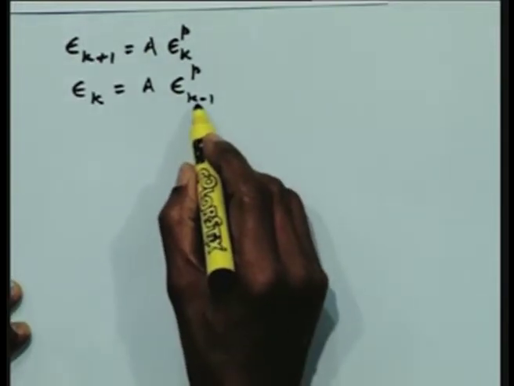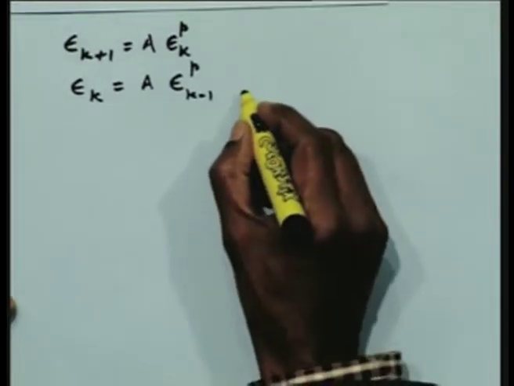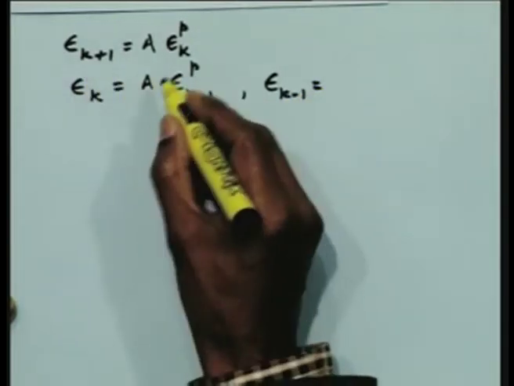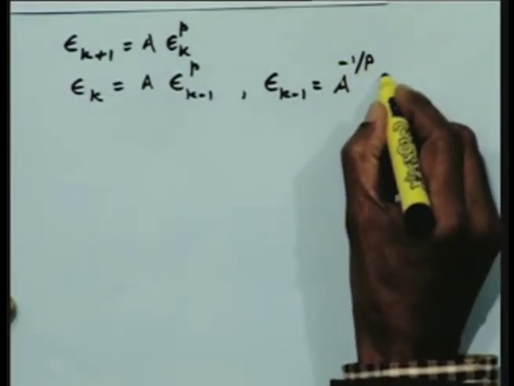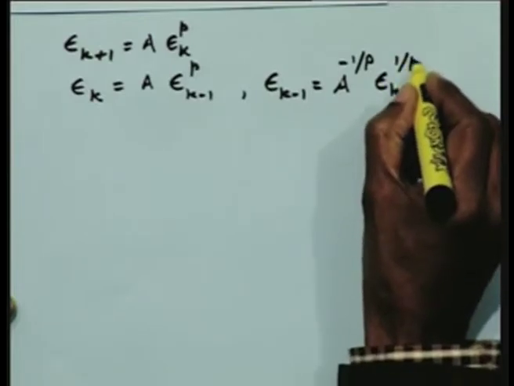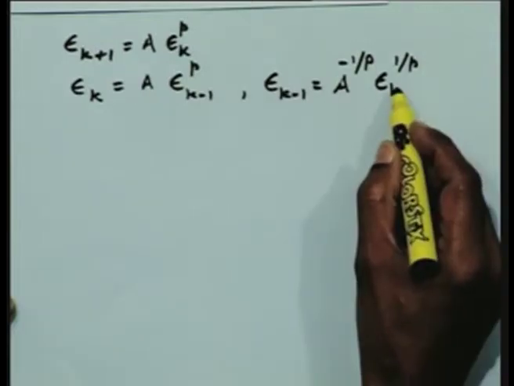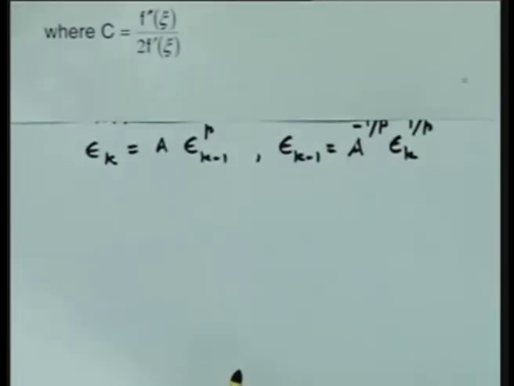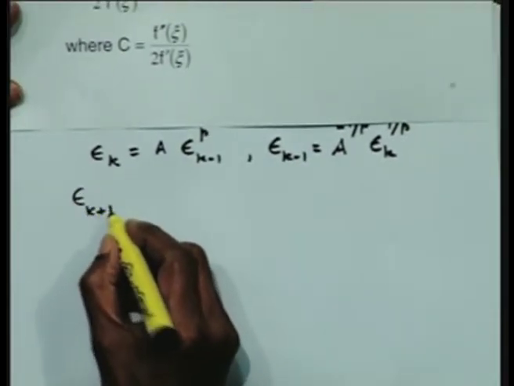Now I will express epsilon_{k-1} back in terms of epsilon_k. Therefore epsilon_{k-1} would be this to the power of 1/p, so I will have a^{-1/p} into epsilon_k^{1/p}. Now I am able to express epsilon_{k-1} in terms of epsilon_k, and therefore I will substitute this in the expression that we have written over here, so that I will now have epsilon_{k+1} equal to c.